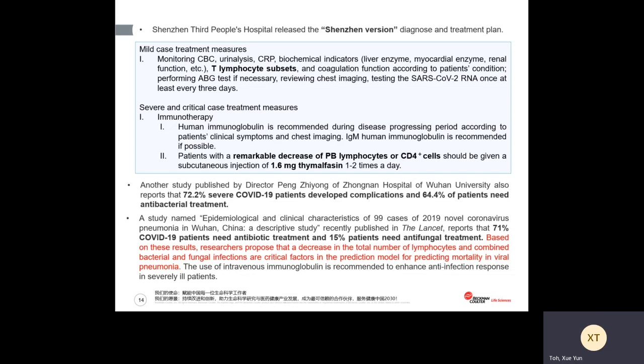For severe and critical cases with significant reduction of lymphocytes and CD4 T cells, they will be given subcutaneous thymosin 1 to 2 times a day to modulate the immune response. Studies have shown that a majority of COVID-19 patients require antibiotics, and a smaller percentage will even require antifungal treatment. These studies show that patients with severe disease are likely to develop complications. They recommend using intravenous immunoglobulins to boost the immune response in such patients. This again re-emphasizes the importance of our immunity in defending against infection.